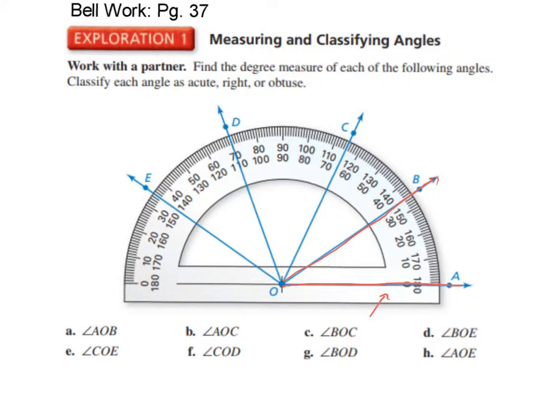So this is an acute angle. Do you remember what acute means? It's less than 90, so I don't have to read the top number. It's in between 40 and 30, so it must be 35 degrees.